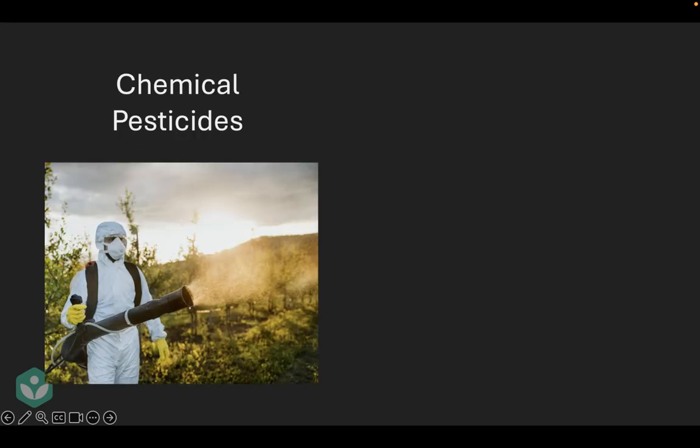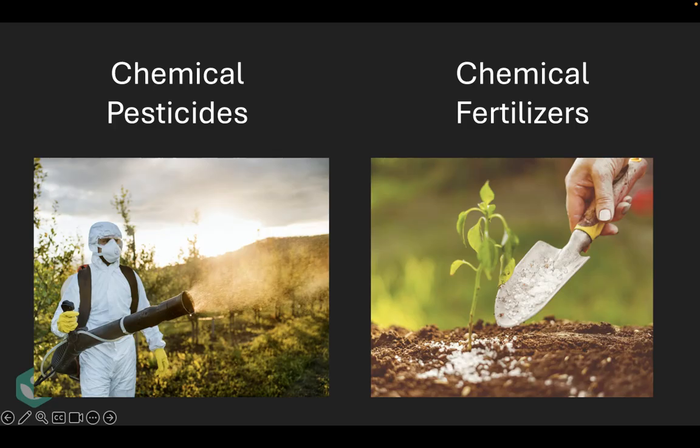Over the last 50 years or so, we've begun to use chemical pesticides and chemical fertilizers. While these chemicals have increased our crop yield by great amounts, they have some disadvantages too. Chemical fertilizers can cause pollution to the soil, and if it rains, these fertilizers often run into ponds and rivers and pollute those water bodies as well. Pesticides are in some ways even worse.